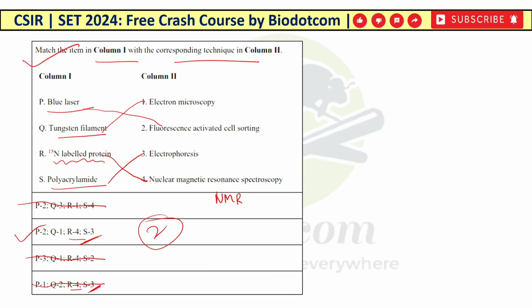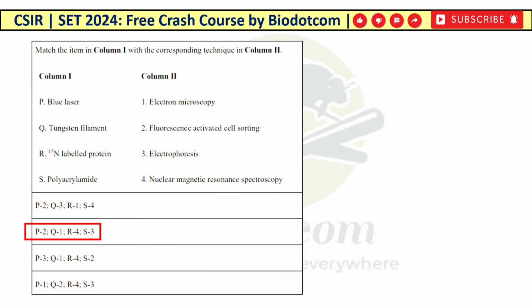So the right answer for this question is option 2. Blue laser is for fluorescence activated cell sorting, tungsten filament is used in electron microscopy, N-label protein is for NMR, and polyacrylamide is for electrophoresis. So this is all for today.